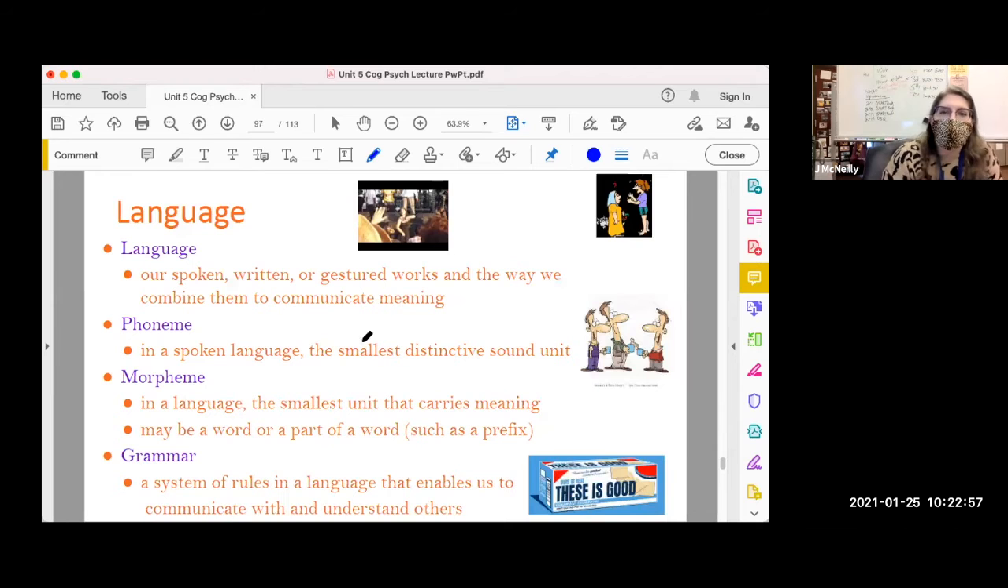Okay, so first we need to define what language is. Languages are spoken, written, or gestured words and the way that we combine them to communicate meaning. So it doesn't just have to be verbal, it can be non-verbal, whether you're talking about facial expressions or American Sign Language.